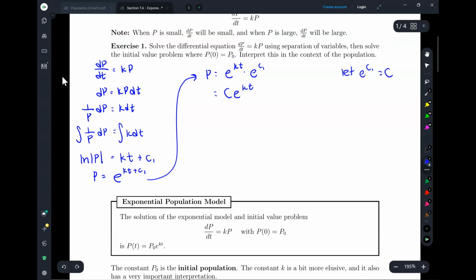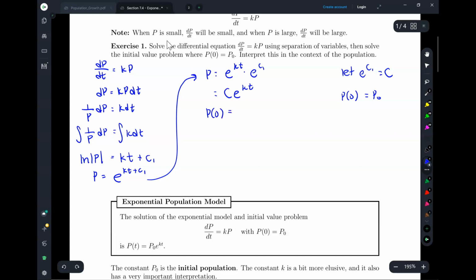Now this is an initial value problem. We have that p of 0 equals p sub 0. So we're just using a general initial population here. And we will go ahead and interpret that. Maybe I gave away the interpretation a little early. It's okay. We have seen this already. So let's go ahead and solve this initial value problem.